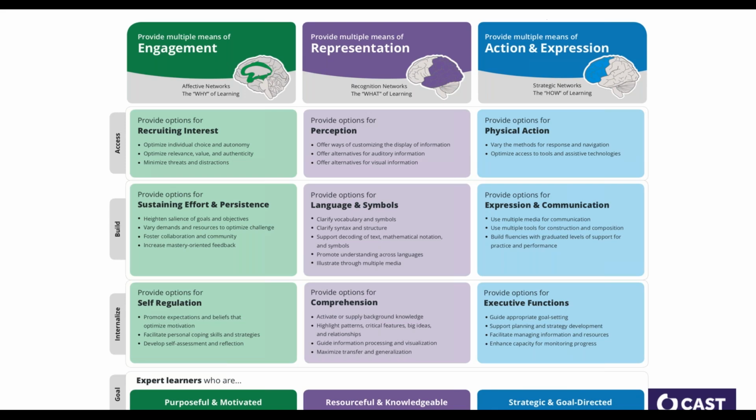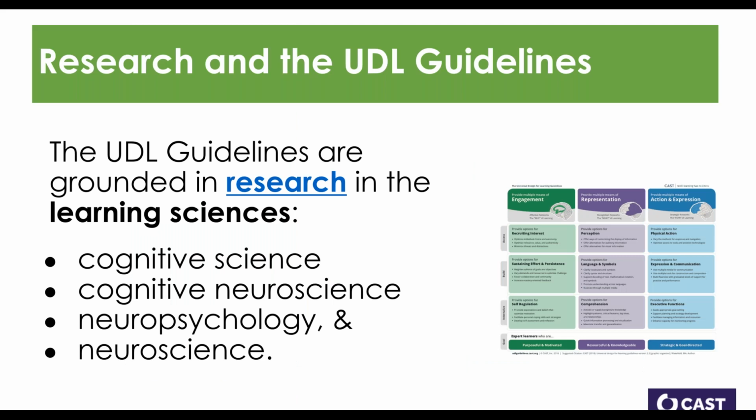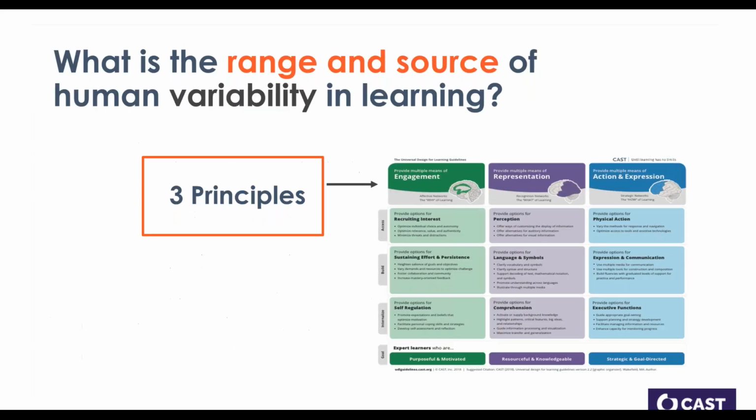And then we're going to look at the physical action. So provide options for the physical option, provide options for expression and communication, and provide options for executive function. And let's just kind of dive into this just a hair more. So the UDL guidelines are grounded in research in the learning sciences, cognitive science, cognitive neuroscience, neuropsychology, and neurosciences. And what is the range and source of human variability in learning? Well, we have the three principles: engagement, representation, and action and expression.